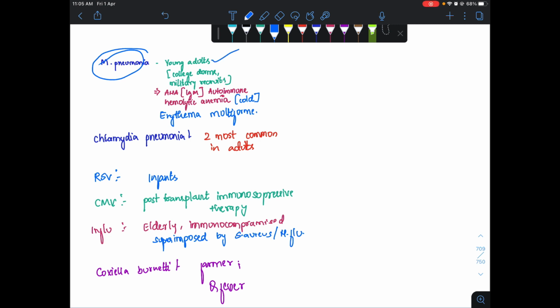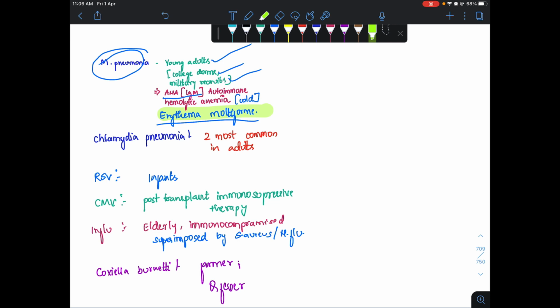This mainly occurs in young adults who live in closed spaces like college dorms and military recruits. And this Mycoplasma pneumonia causes autoimmune hemolytic anemia, that is cold agglutination, and it also causes erythema multiforme. Next organism we have is Chlamydia pneumonia. After Mycoplasma pneumonia in young adults, the second most common organism to cause interstitial pneumonia is Chlamydia pneumonia.